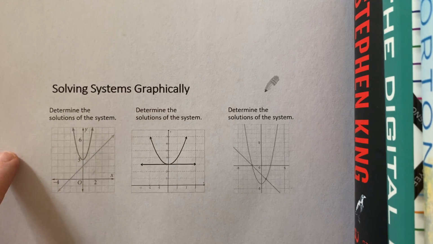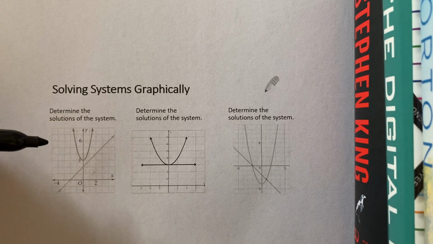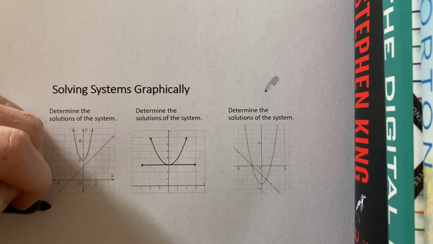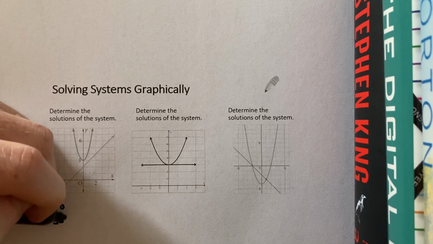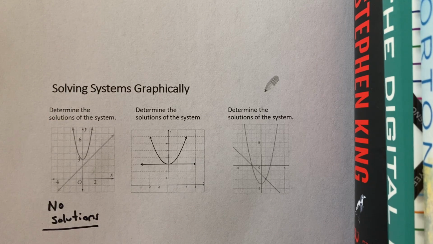Graphically, here is what that looks like. In the first couple of questions, it just wants us to determine how many solutions there are to the system. Looking at this first graph, I have a parabola that doesn't look like it intersects this linear function at all. So the number of solutions here is none, because there is no intersection point.